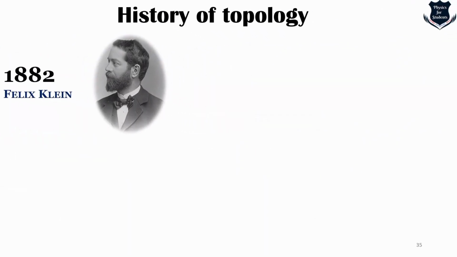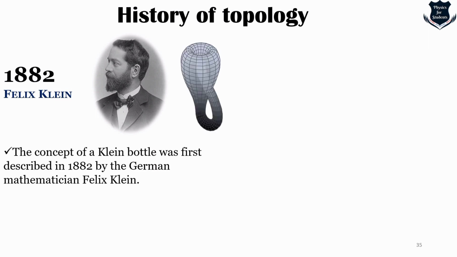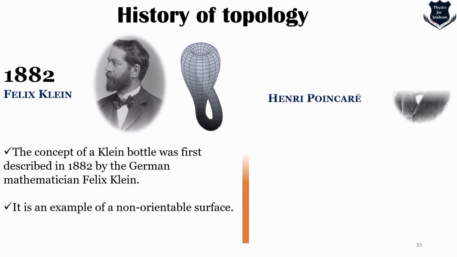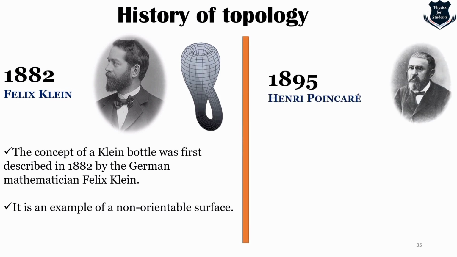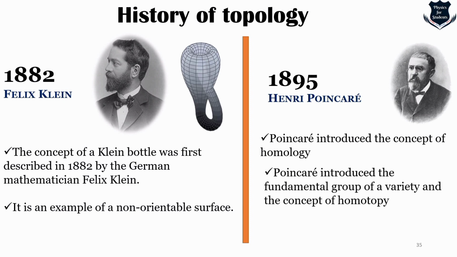So we find another very important contributor, Christian Felix Klein, a German mathematician and a German mathematical educator, known for his work in group theory, complex analysis, non-Euclidean geometry, and most importantly, the Klein bottle, which is a non-orientable surface. No need to mention this person, Henri Poincaré. Poincaré introduced the concept of homology, and he introduced the fundamental group of a variety and the very concept of homotopy.